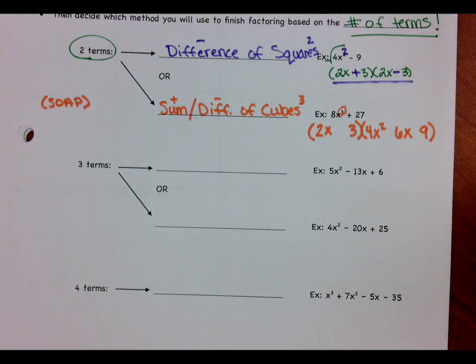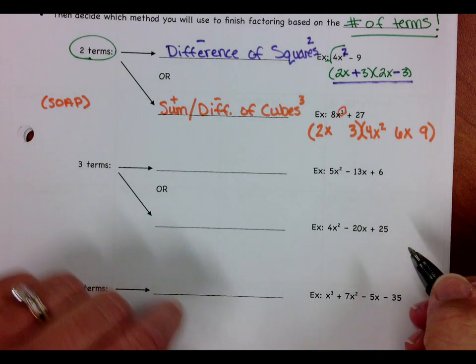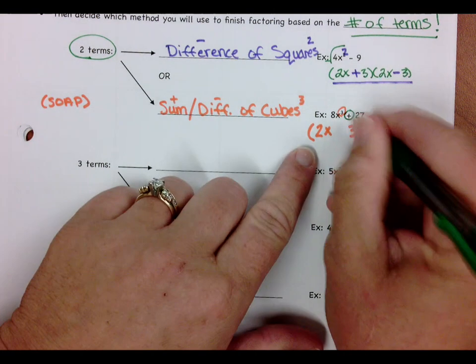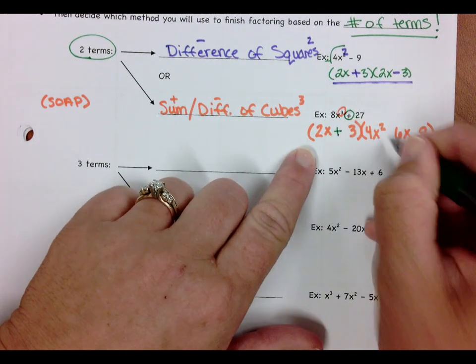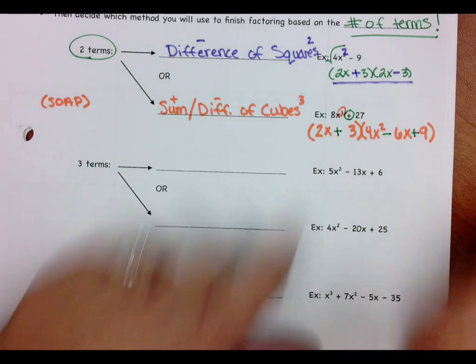Then you go back and do your signs. What do my signs need to be for this one? The first one's positive because it's the same. Opposite, always positive.